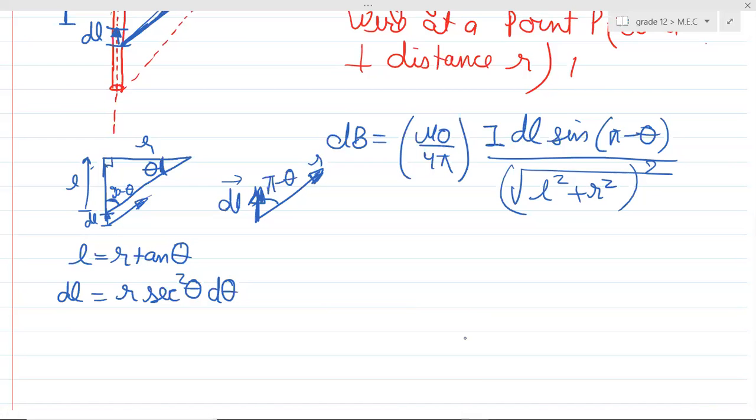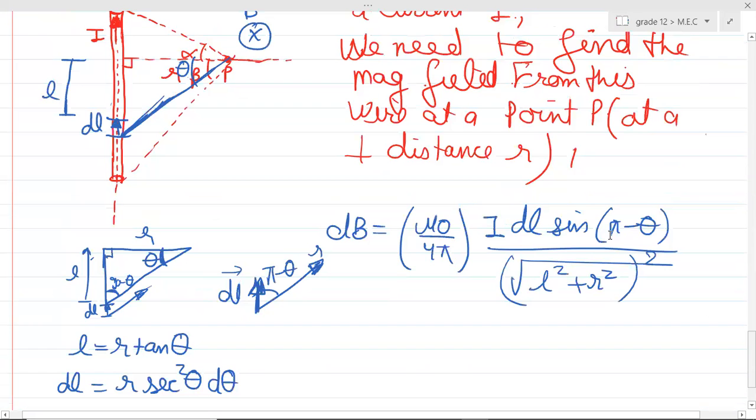Guys, did you understand the application of the formula? Shall I go again? The only two things we modified over here. Can you see mu naught by 4 pi, I, dl is common. Then after sine there was theta. What was theta in the formula? Theta was basically the angle between the dl vector and the r vector. So since we have chosen theta like this, what will be the angle here? What is the angle between dl and r? Pi minus theta. Shall I write it over here?